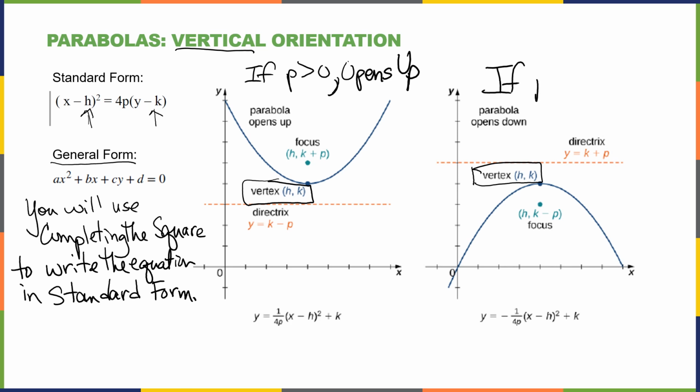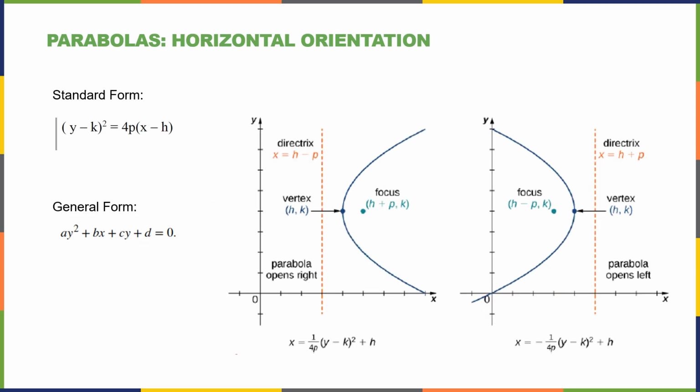If the value of p is negative, then the parabola opens down. And remember, p is found from this value in the standard form. Now, if we move on and look at parabolas with a horizontal orientation, things will look very similar.